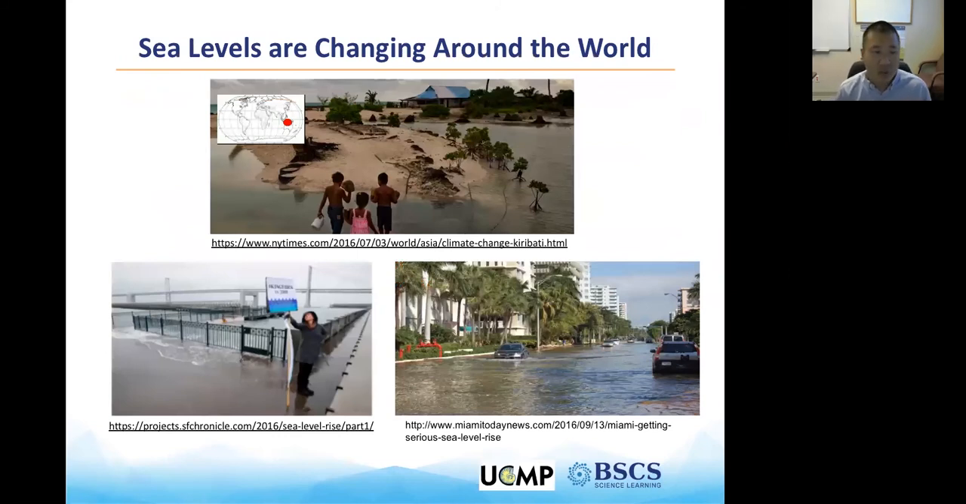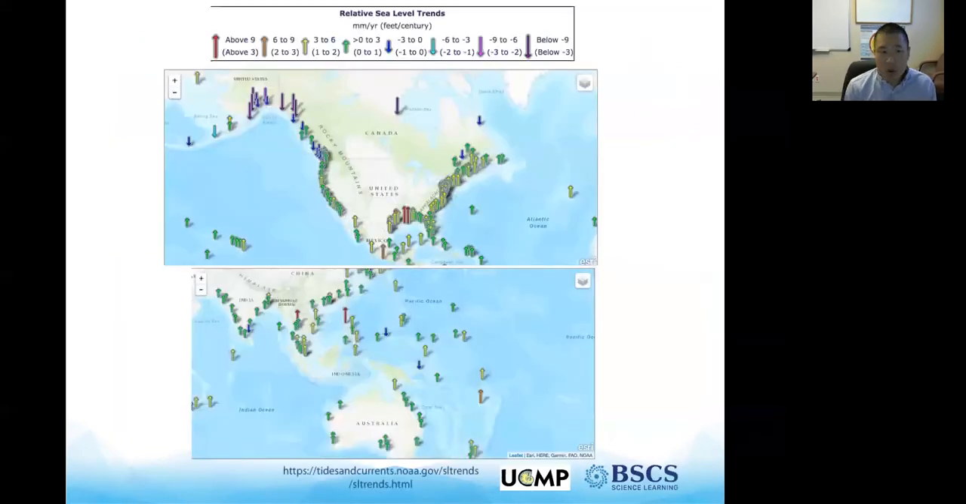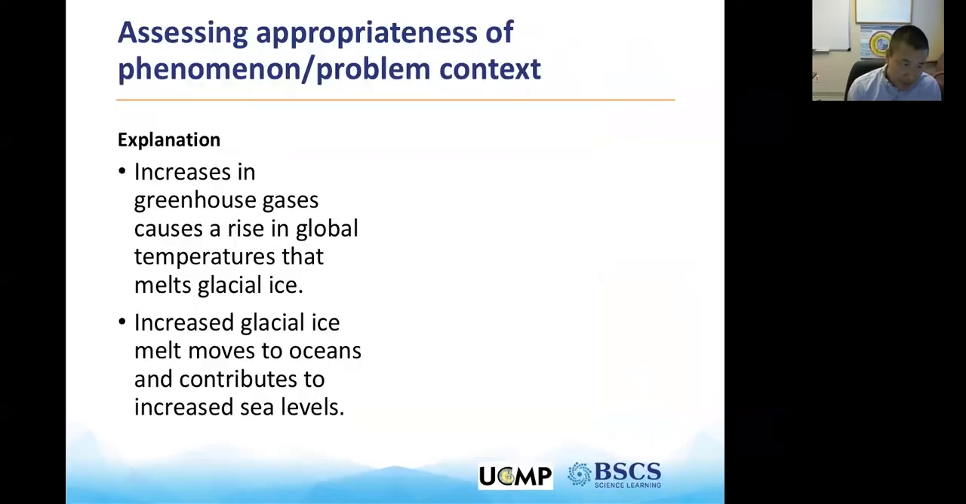We present students with a series of pictures. For example, that first picture is in Asia. The second picture shows some examples of sea level rising outside San Francisco and also in Miami. In addition to some of that qualitative data, we also have some more quantitative data that show the relative sea level increases or decreases worldwide. The arrows represent the magnitude of the increase or decrease in sea levels. Then we encourage students to pose their initial explanations.